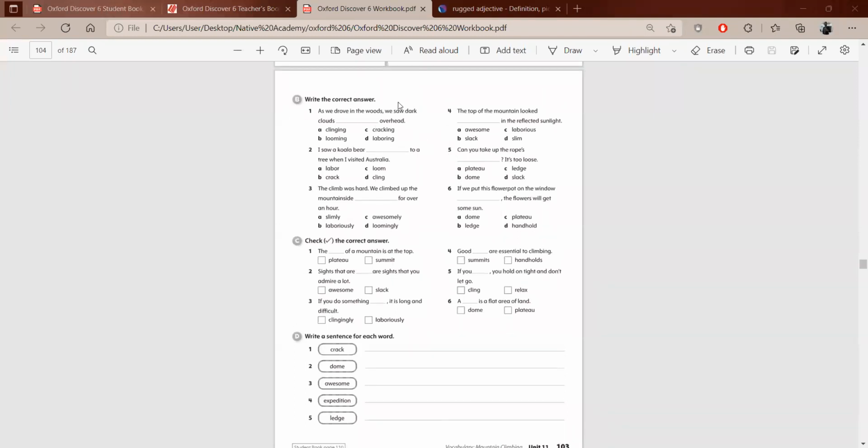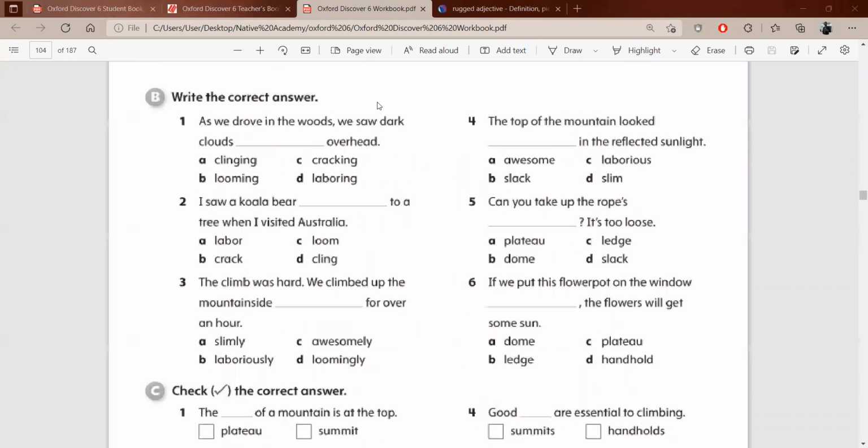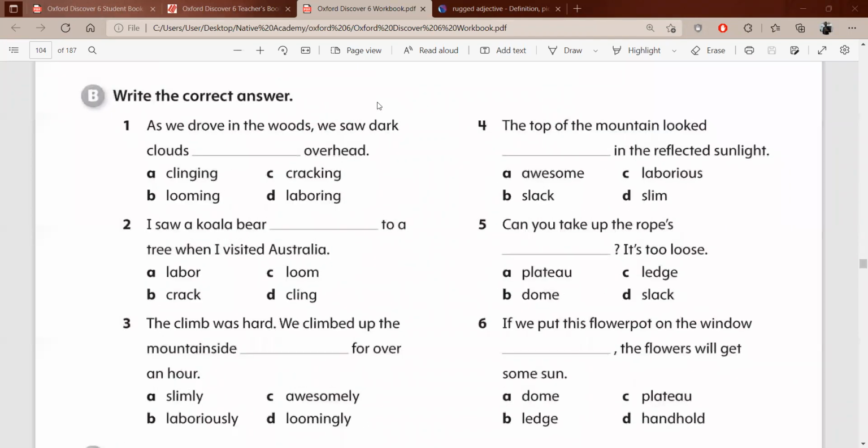Luay, can you see the screen? Yeah. Okay, start with number 1, Luay. As we drove in the woods, we saw dark clouds looming right overhead. Okay, and what is the meaning of looming? Like moving above us. Okay, something which is moving.